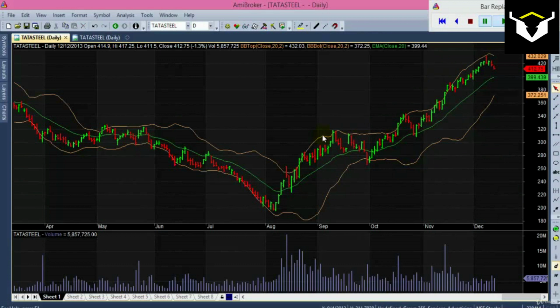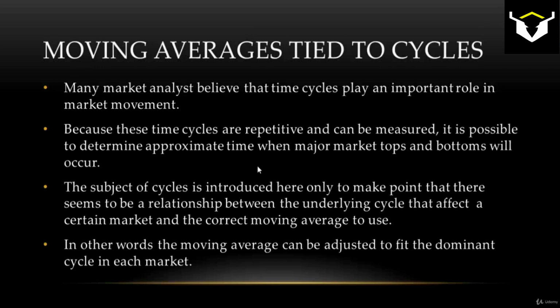And hence, Bollinger Band stands to be one of the most widely used and most popular indicators among technical analysts. Moving averages tied to cycles. Many market analysts believe that time cycles play an important role in market movement. Because these time cycles are repetitive and can be measured, it is possible to determine the approximate time when major market tops and bottoms will occur.